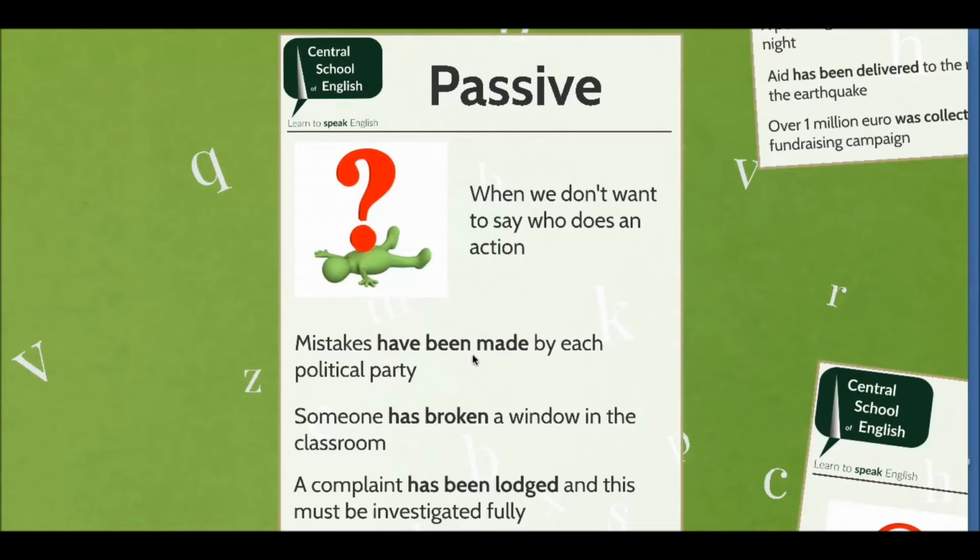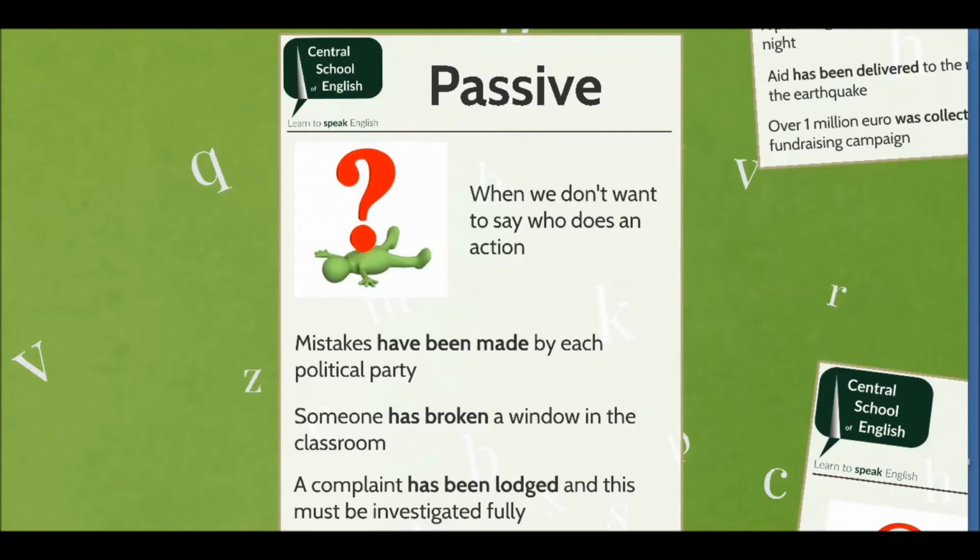Someone has broken a window in the classroom. In this sentence, the teacher uses the passive because they want to avoid saying who did the action. A complaint has been lodged, and this must be investigated fully. Here, the speaker uses the passive to avoid identifying the person who lodged the complaint.